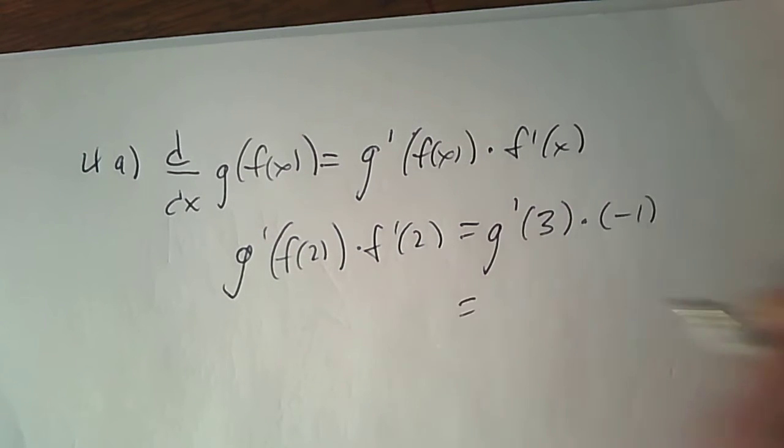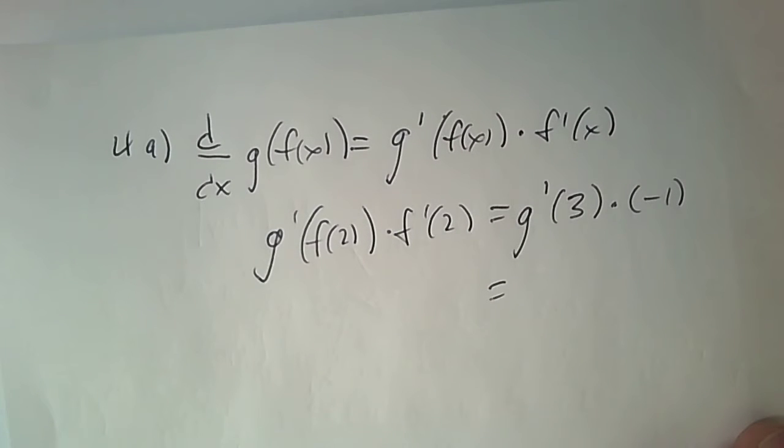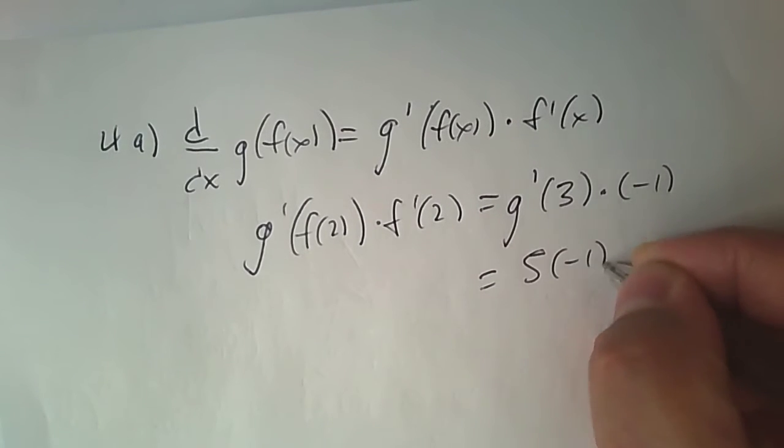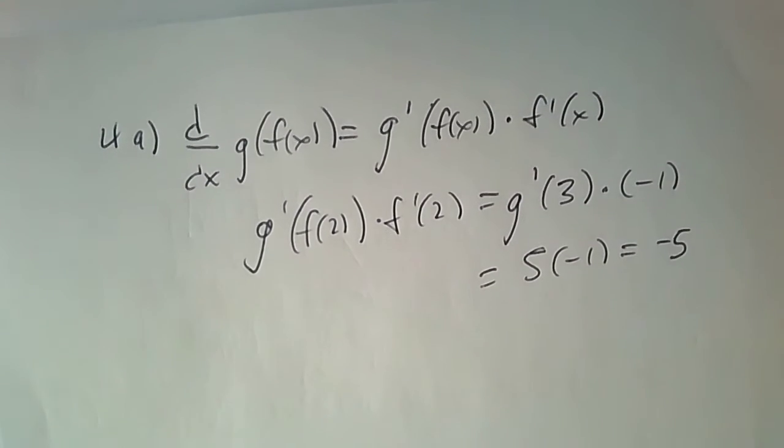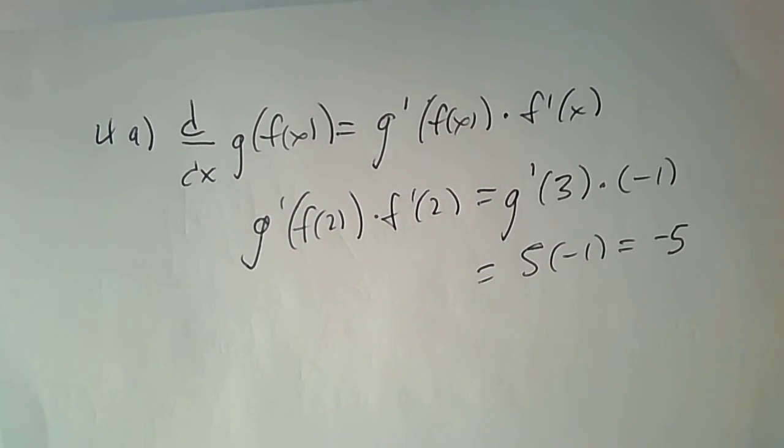And then one last time, what's the derivative at 3 for g? For 3, the derivative is 6. Nope, the derivative is 5 for 3. So you have 5 times negative 1. So using the table of values chart, you get negative 5.